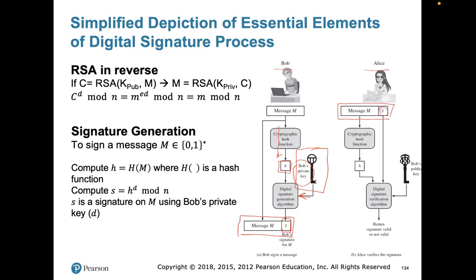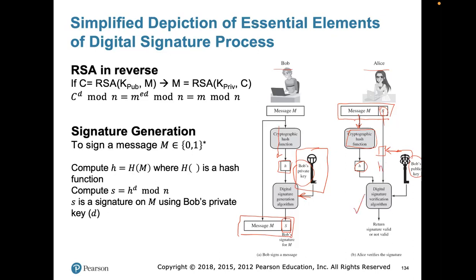Alice generates the same hash for the message, and this hash is going to be compared against the hash portion that came from Bob, which is now being decrypted using Bob's public key. So Bob's public key will be applied here to decrypt S, the portion of the message that we named S. And after decryption, it should give us H. And then these two H's are going to be compared against each other.